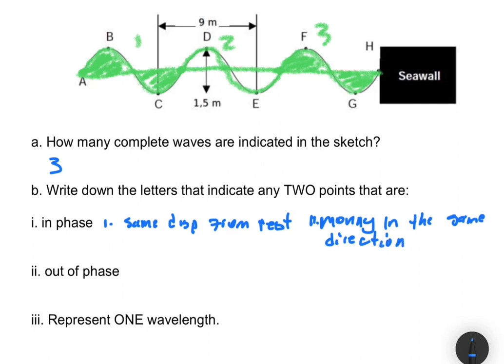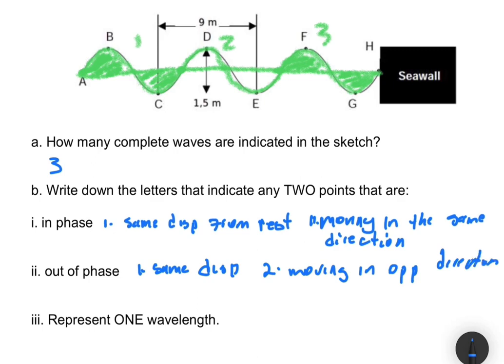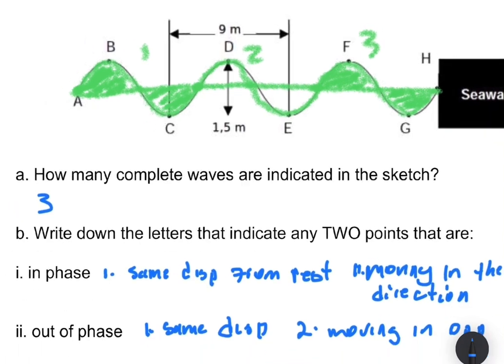And then for out of phase, we have very similar conditions, but they're not exactly the same. So we have the same displacement from rest. Now instead of moving in the same direction, the 2 points are moving in opposite directions, right? So let's go to a graph and see if we are able to identify that.